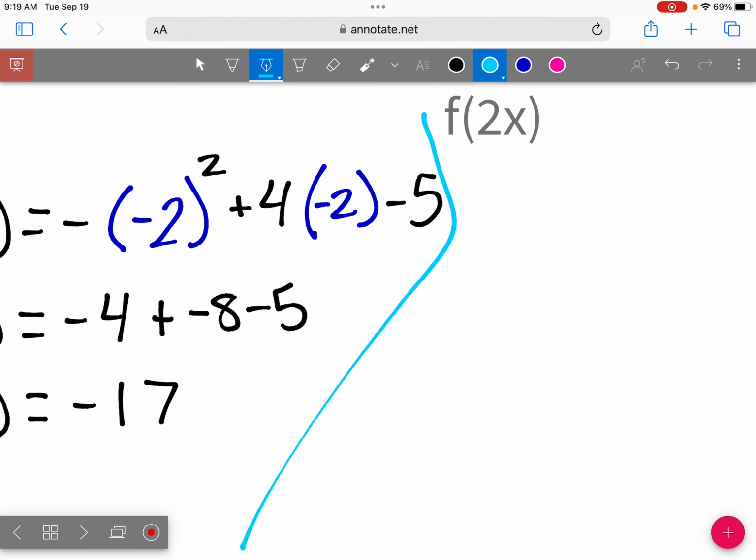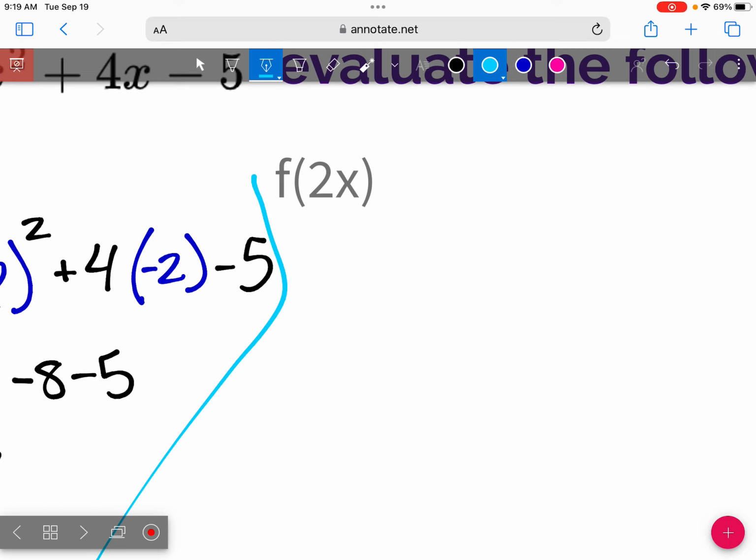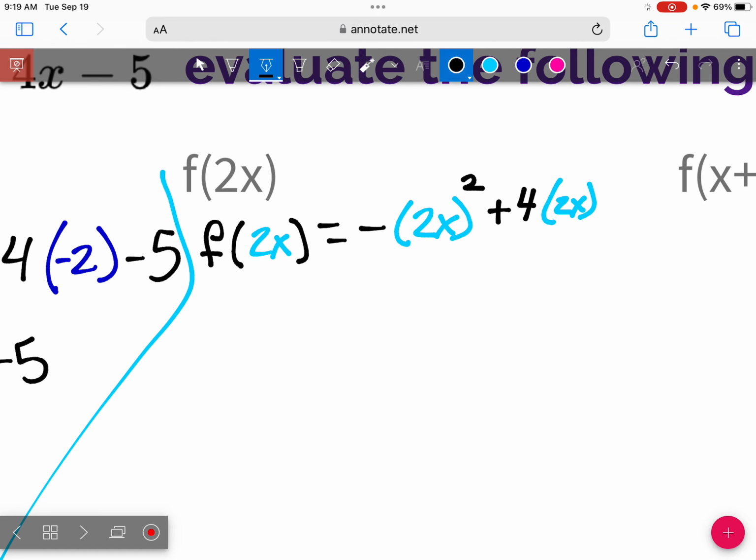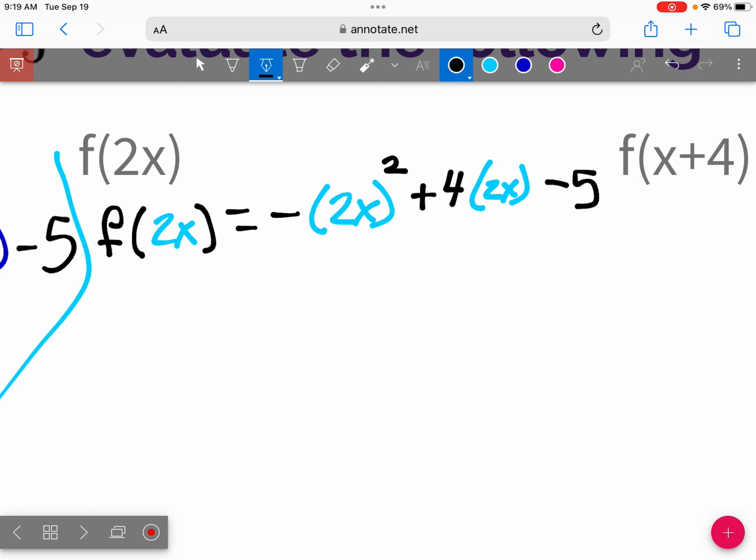So I'm going to make a little line here so we can use that space. Now we're going to put in 2x in place of my x. Same vibe. F of 2x. So we have the opposite of 2x, the term, squared, plus 4 times 2x, minus 5. Hey, I fit it all in. I'm going to make it so you can actually see that. There we go. Crooked, but it's all there.